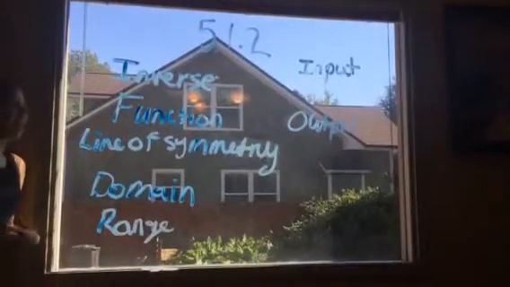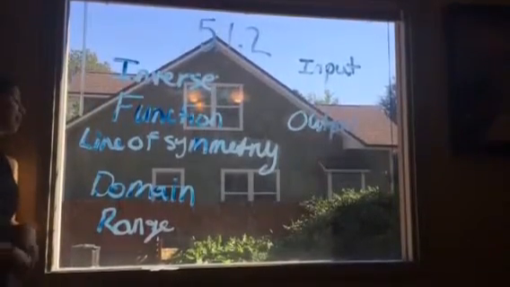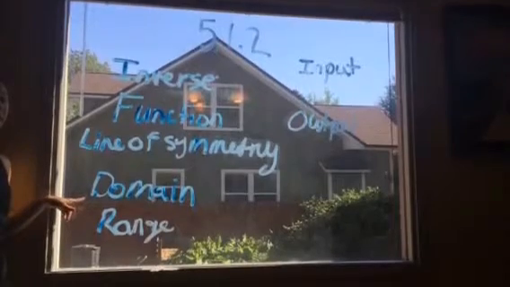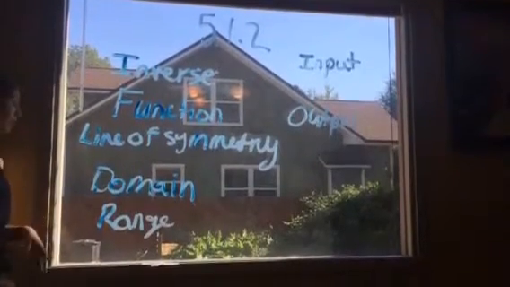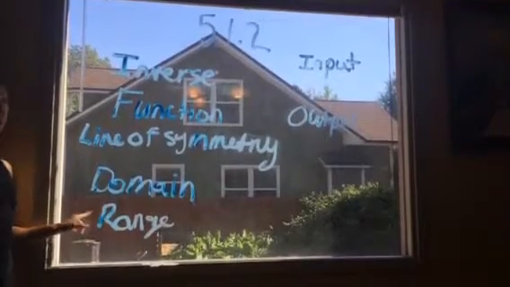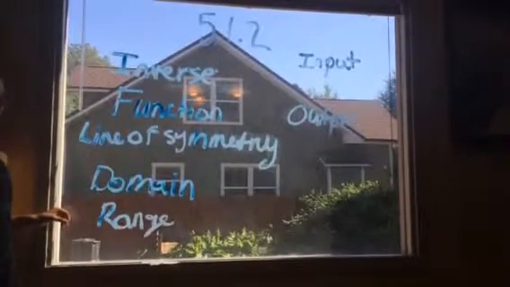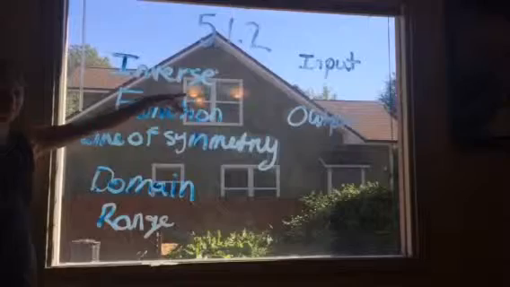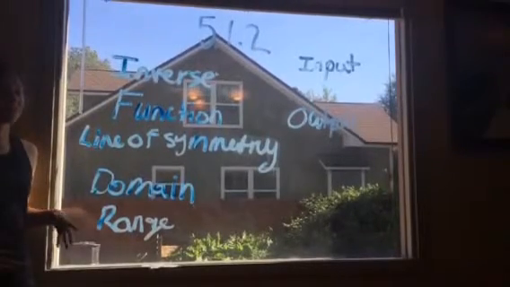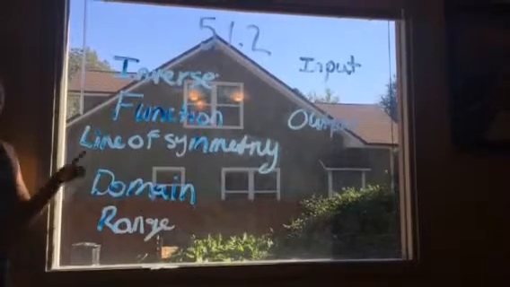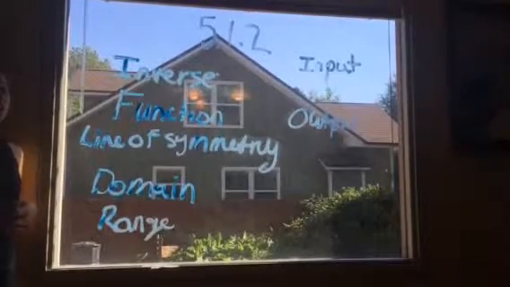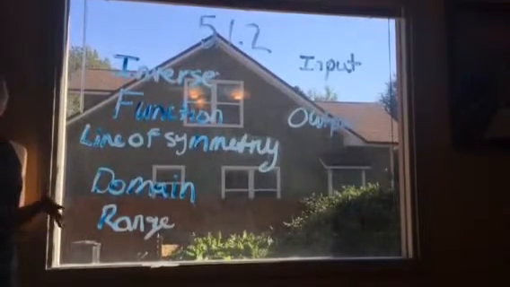I'm Sierra, and for some of the continued vocabulary, you also need to know domain, which is all of the possible x values for a given graph, and range, which is all of the possible y values for a given graph, as well as input, which is the value that you substitute in for x in an equation, and output, which is the number you get from an equation when you have an input.